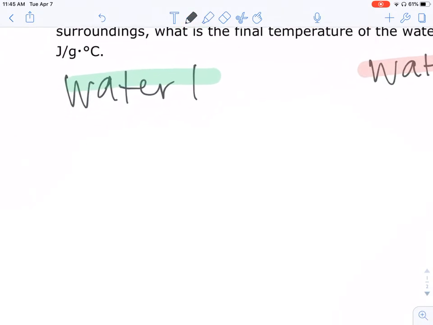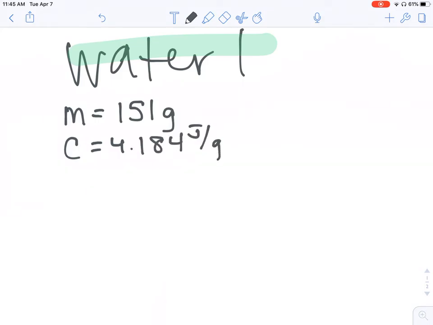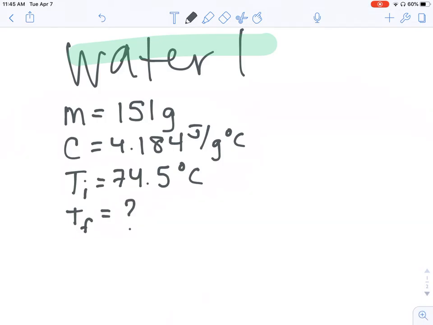All right, so for water 1, my mass was 151 grams. My C is 4.184 joules per gram degree C. My TI, that's the initial temperature, was 74.5 degrees C. And my TF is the unknown. So that's what I'm solving for.